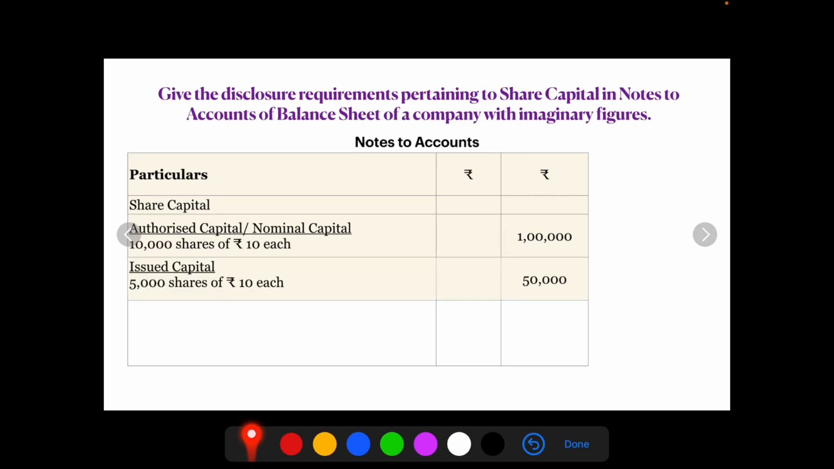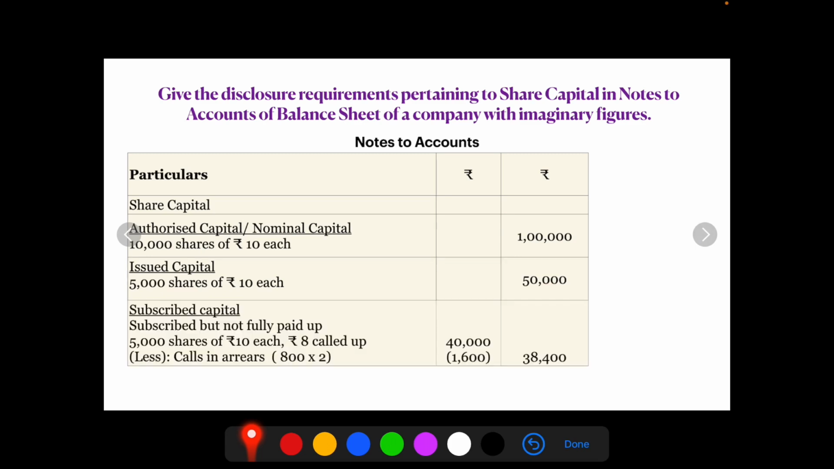After authorized capital is the issued capital. So what is issued capital? It is that part of the authorized capital which is actually issued to the public for subscription. So out of 10,000 shares, they have issued 5,000 shares of rupees 10 each. So 5,000 into 10 is 50,000. That's it. Now we have subscribed capital.